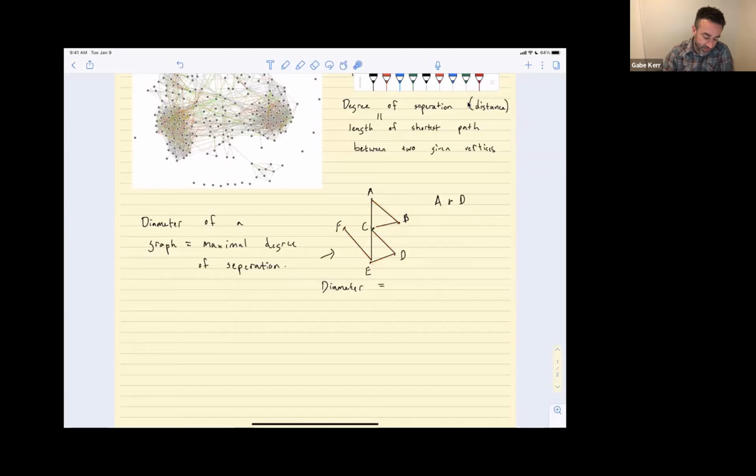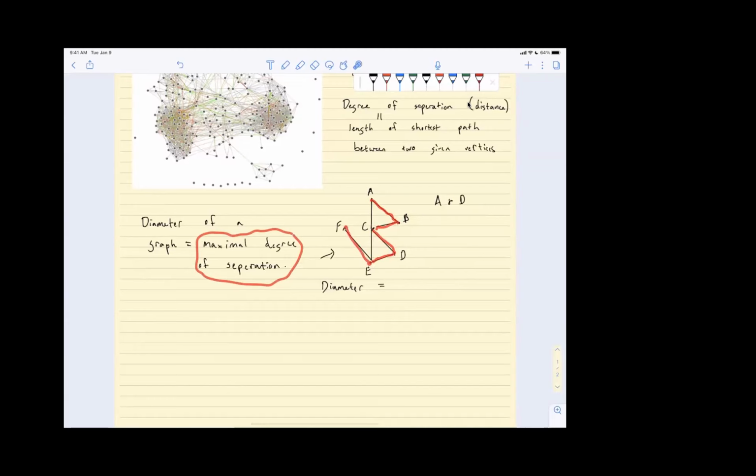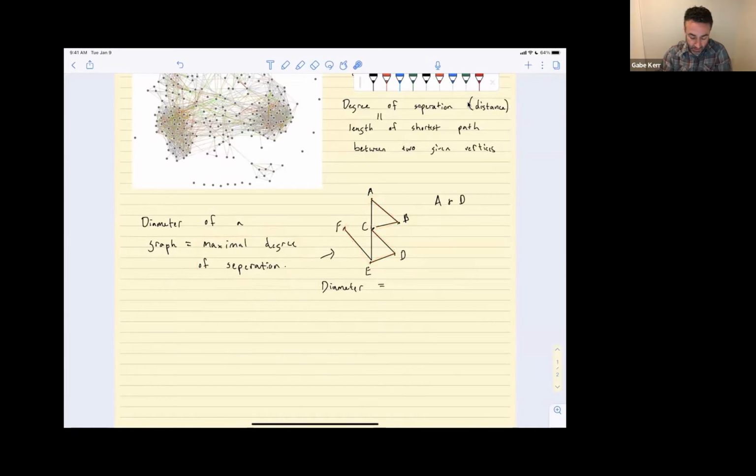However, the diameter is the maximal degree of separation. So when I look at this path, while this path has length 5, the degree of separation between A and F is not 5. It's 3 because I can find a shorter path. So what you're looking for is that largest degree of separation, not necessarily the longest path that you can find.